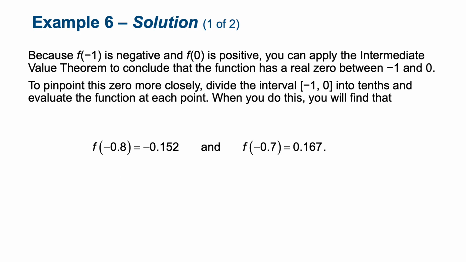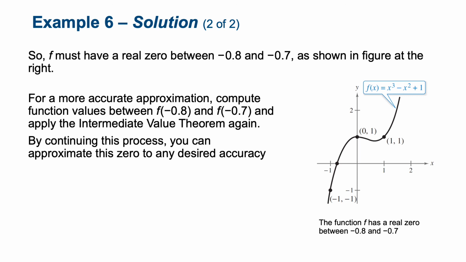So what we can do is keep dividing the interval into tenths and evaluate the function at each point. If we kept going, we'd find that the 0 is between negative 0.8 and negative 0.7. We'd have negative 0.152 here and 0.167 here, so there has to be a 0 in there. If we wanted to keep going, we would apply values between that interval and keep using the intermediate value theorem. We would get a 0 approximation to whatever accuracy we want. We can keep getting smaller and smaller and eventually get to it.